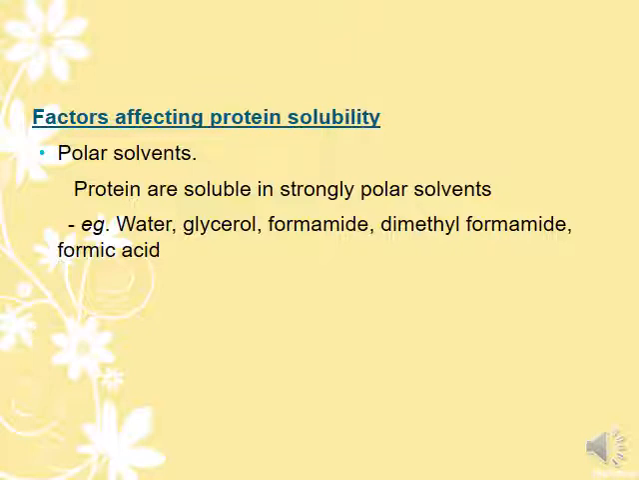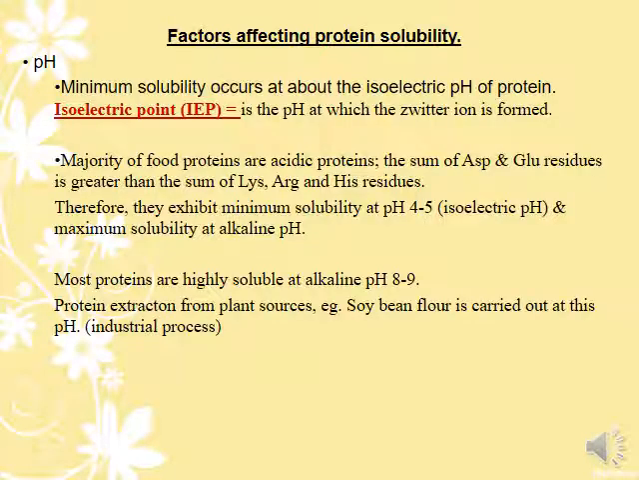So next we look at factors which affect protein solubility. The first factor is polar solvent. Proteins are soluble in strongly polar solvents like water, glycerol, formamide, dimethyl formamide. The second factor is pH. Proteins are soluble at any pH except the isoelectric pH, because at isoelectric pH the solubility is minimum.